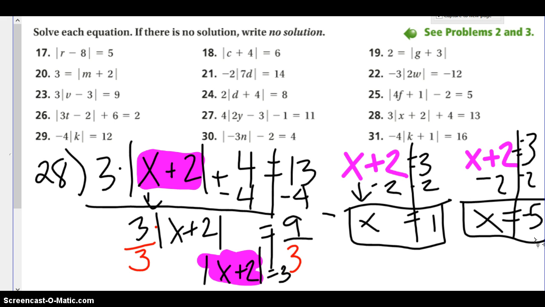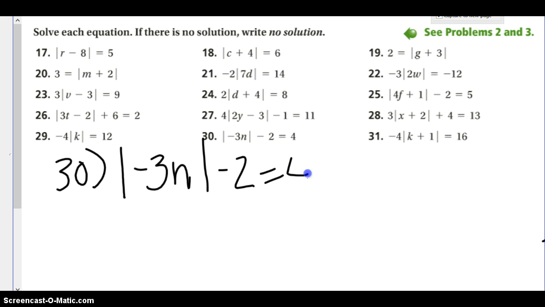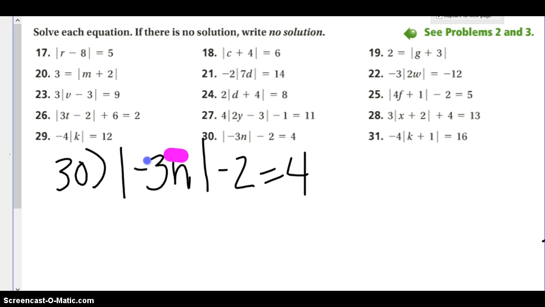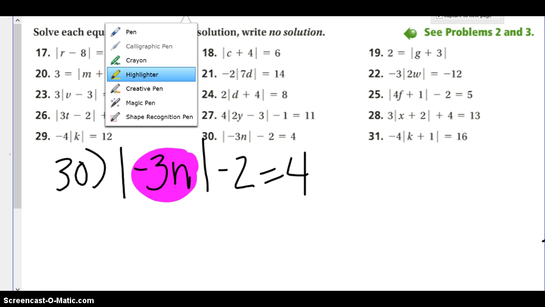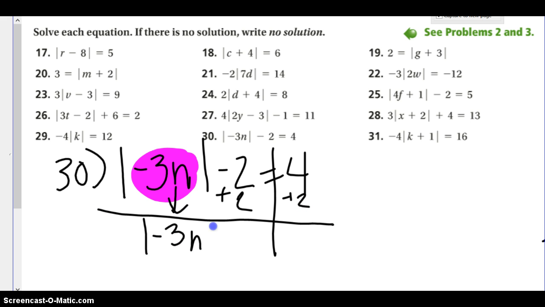All right, we've got one more. All right, so we got 30 is the absolute value of negative 3n minus 2 equal to 4. All right, so again, I'm just going to highlight it so you can see it. This is what I want to get by itself first. So I've got to move this minus 2. How do I do that? Yeah, I add 2 to both sides. Good, good, good. Drop this down. So the absolute value of negative 3n is equal to 6.